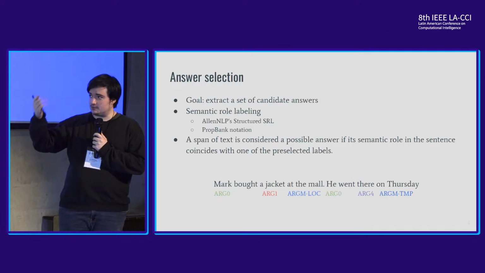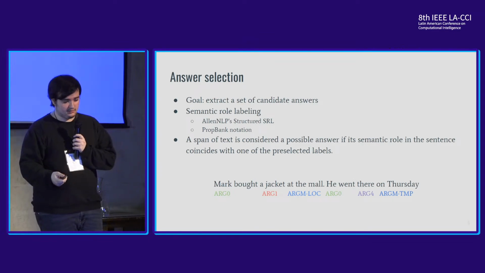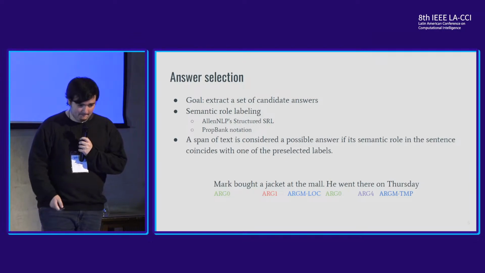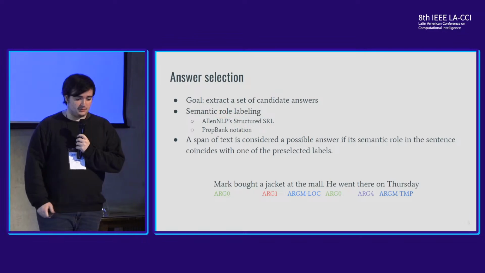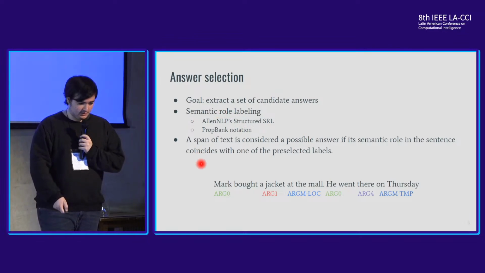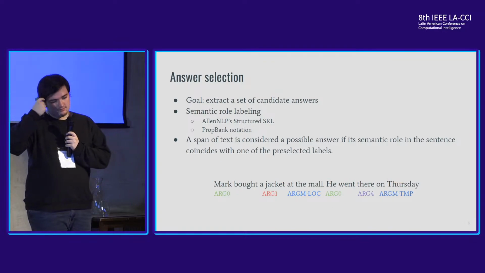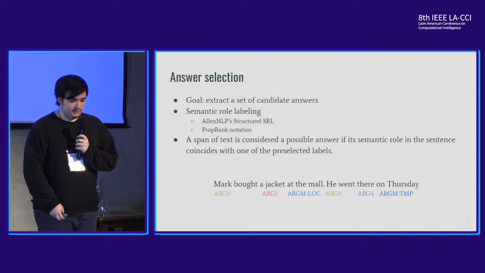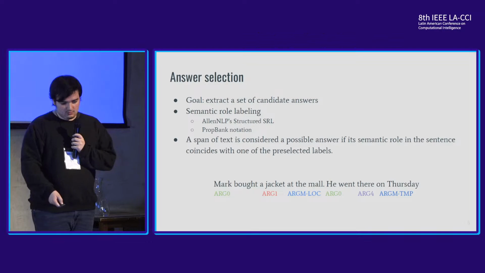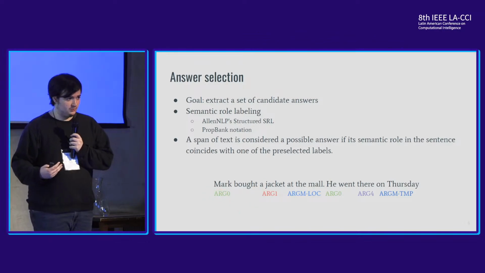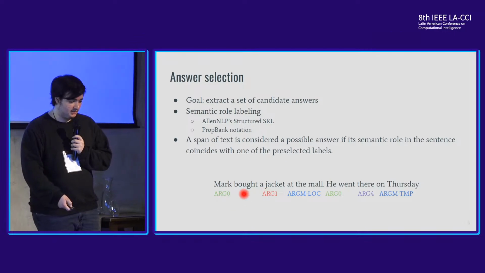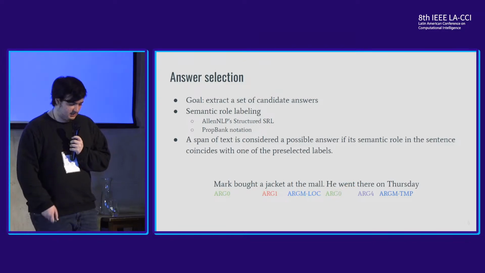In the answer selection phase, our goal is to extract a set of candidate answers based on the input text, and we use semantic role labeling for that. We also use Allen NLP for that, and using PropBank notation, which is specified here below. It's a set of labels where each semantic role is labeled by a different label. So we then take a possible answer if it coincides with one of the labels that we want to include as candidate answers. For example, if we say we only take answers that are labeled as ARG0 or ARG1, we would have Mark, a jacket, and he as candidate answers.